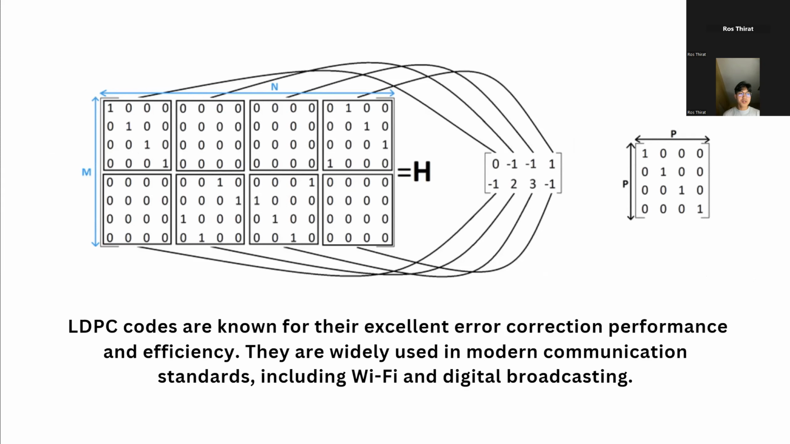And the fourth type of error correcting code is low-density parity-check codes, or in short, LDPCs. This type of code is known for its excellent error correction performance and efficiency. They are widely used in modern communication standards, including Wi-Fi and digital broadcasting. The advantage of this type of code is that it offers a good balance between error correction capability and computational complexity. They also approach the Shannon limit and provide reliable communication over noisy channels.